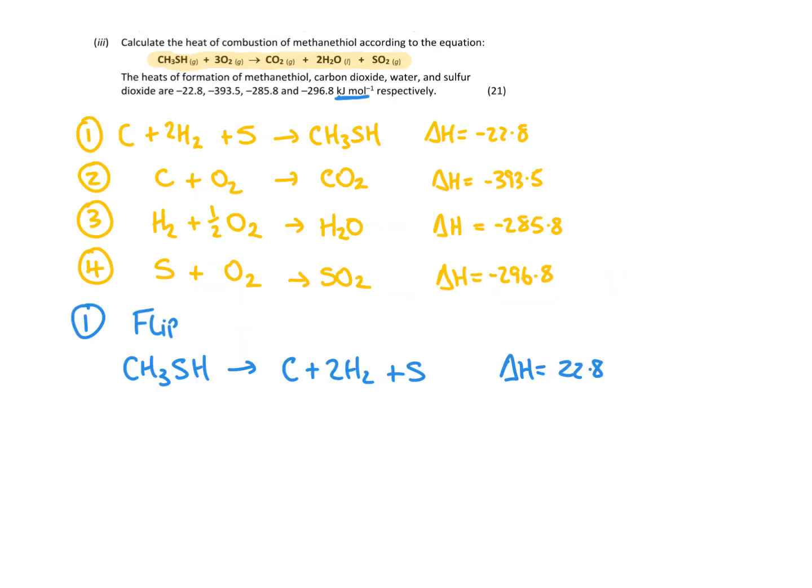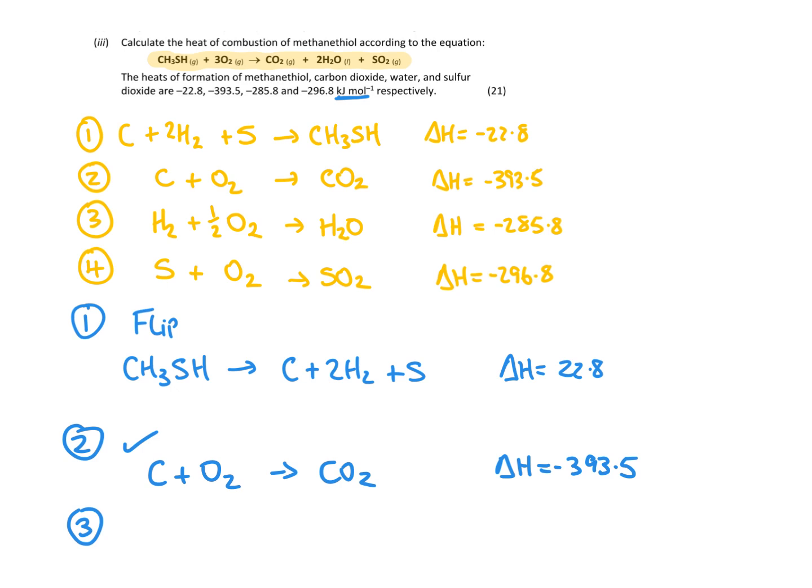So I want to keep going. Let's look at equation 2. And with equation 2, I can see the thing of interest for me is the carbon dioxide. And that equation is ready to go because the carbon dioxide is on the correct side and has the correct number in front of it. So I can simply write out C plus O2 gives me CO2. And my delta H value there won't change because I haven't done anything to the equation. So it's minus 393.5.